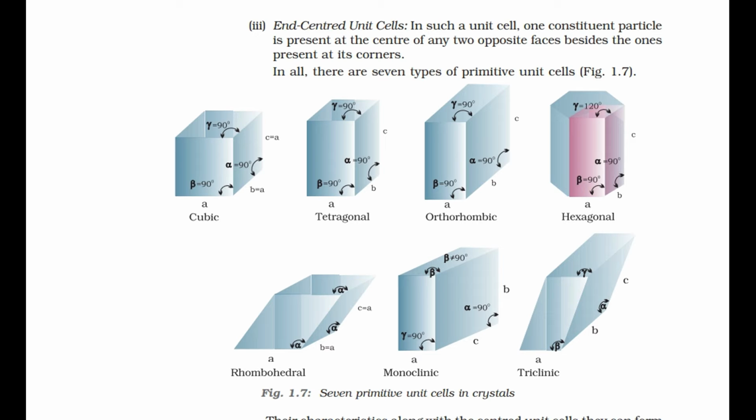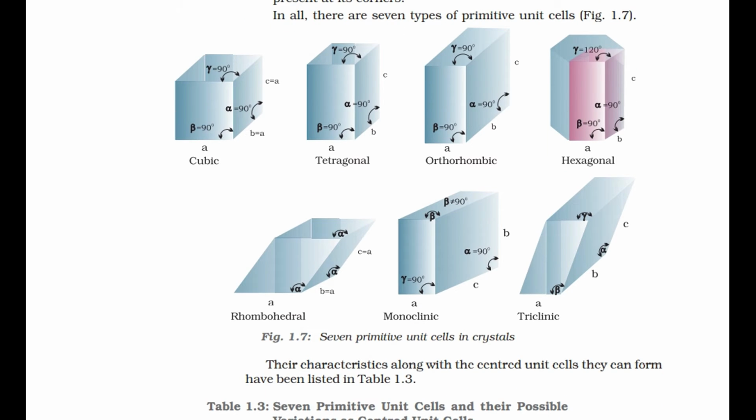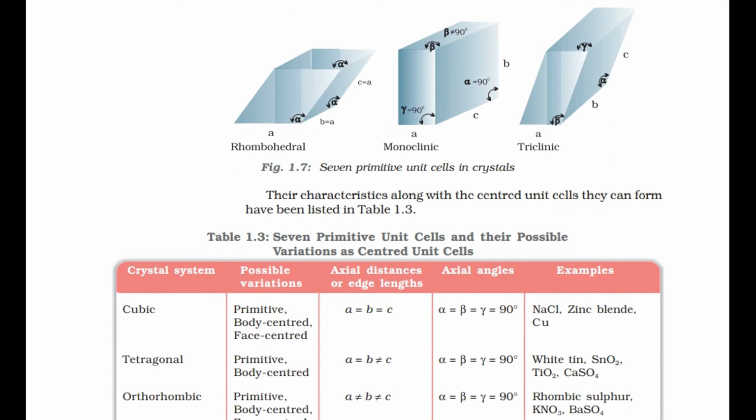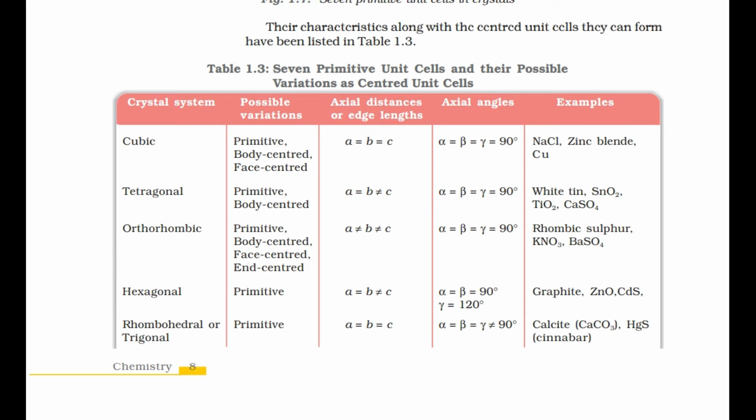In all, there are 7 types of primitive unit cells: cubic, tetragonal, orthorhombic, hexagonal, rhombohedral, monoclinic, and triclinic. Their characteristics along with the centered unit cells they can form have been listed in table 1.3. Now one by one, I will describe all the crystal systems along with their characteristics. The first one is cubic crystal system. Its possible variations are primitive, body-centered, and face-centered.